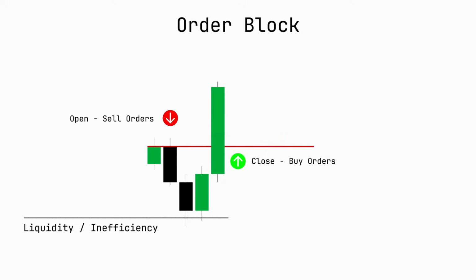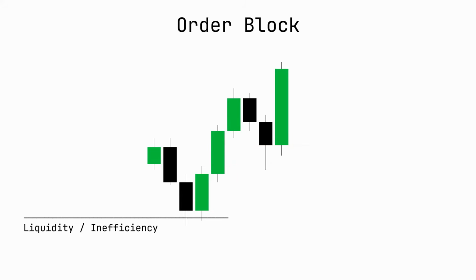Unfilled orders become active again during the retest. When the zone is tested, the resting limit orders and new liquidity entering the market create fresh volume, which can fuel another impulse move. The order block marks a previous shift in market balance.